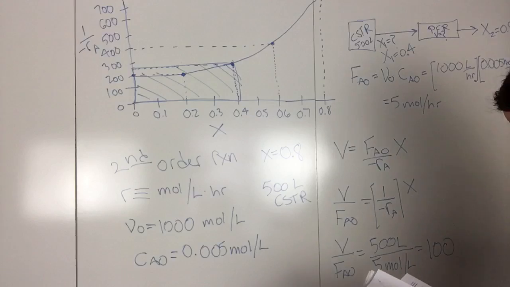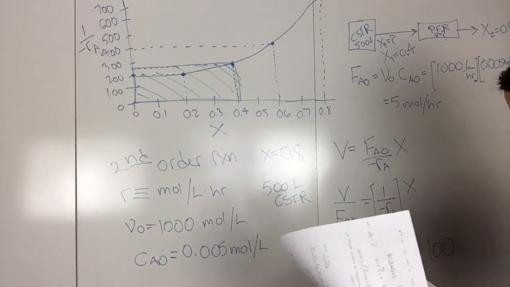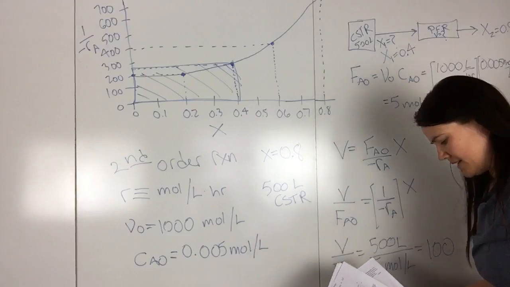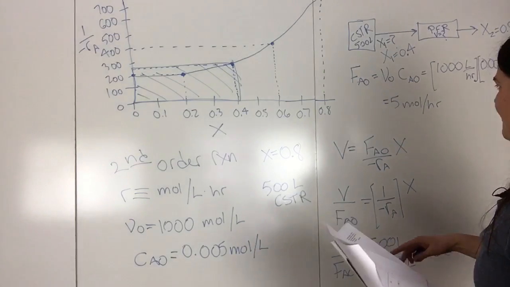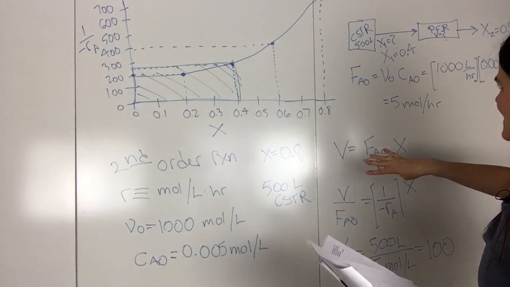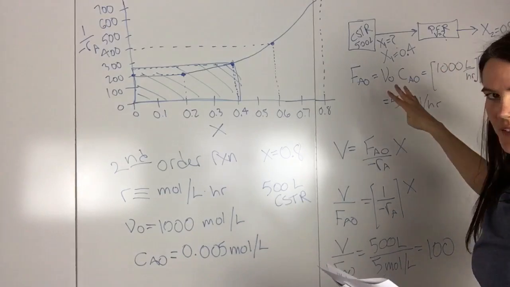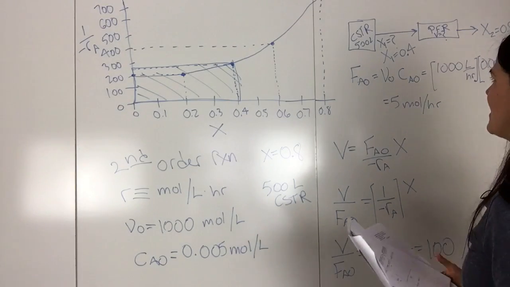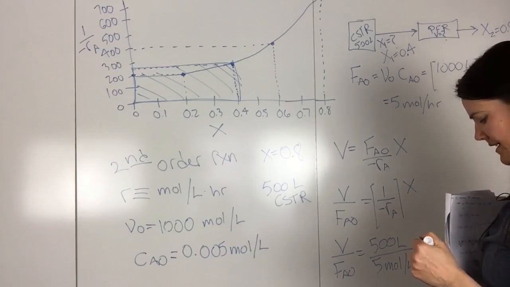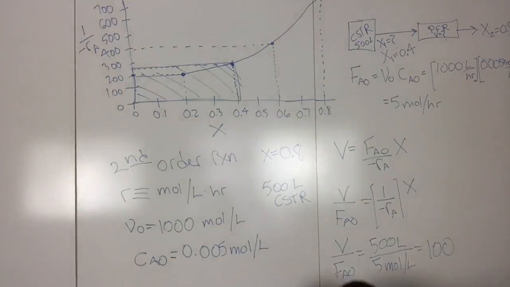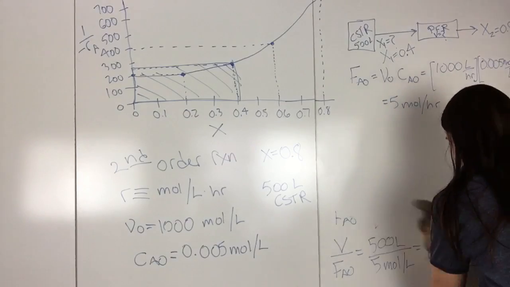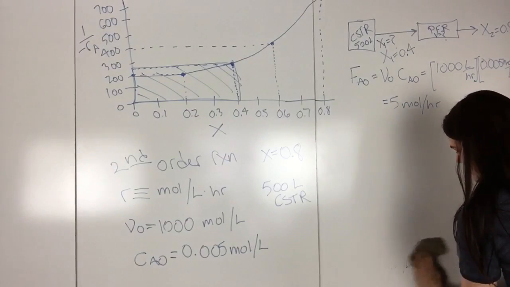So the next part of the problem: we want a conversion of 0.8, so what we're going to do is put a plug flow reactor, a PFR, after the CSTR in order to get the 0.8 conversion. I'm going to erase some of this stuff.